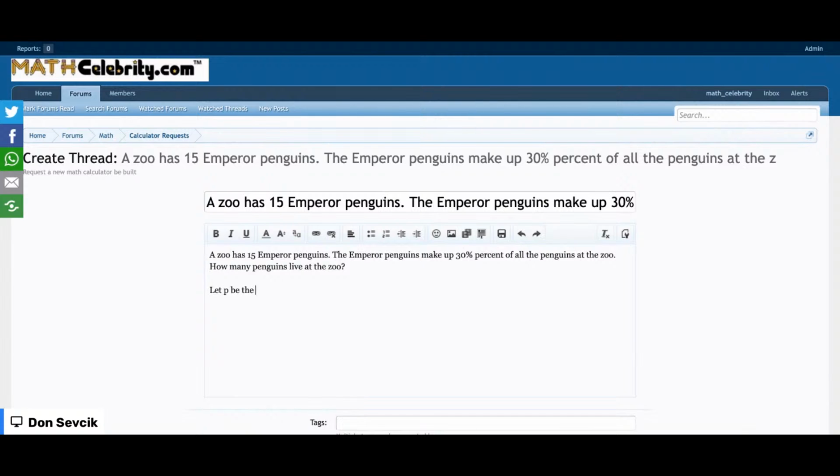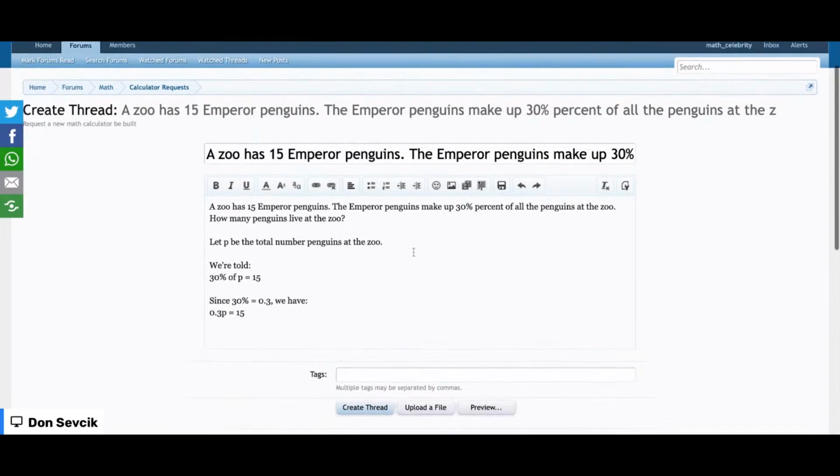Let P be the total number of penguins at the zoo. We're told 30% of P equals 15. Since 30% equals 0.3, we have 0.3 P equals 15.